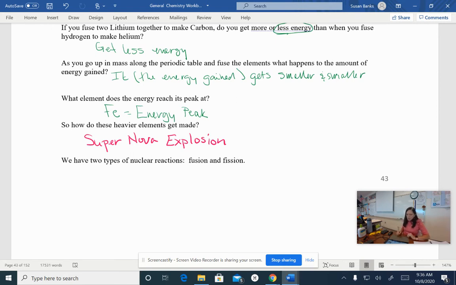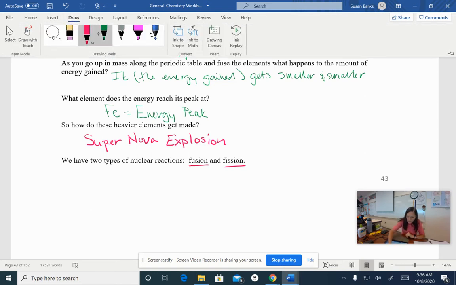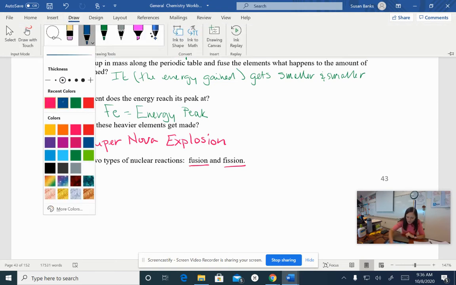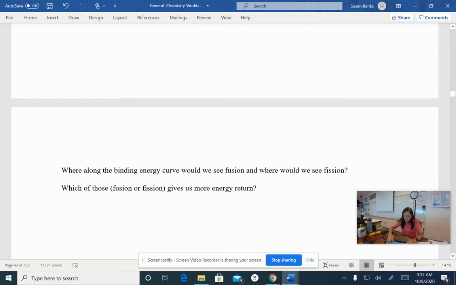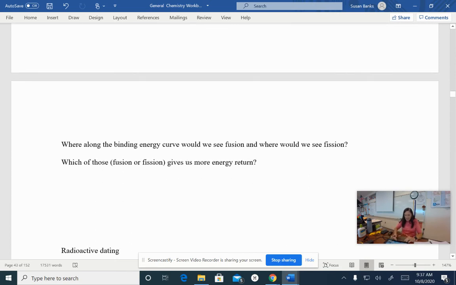Okay? So I hope you realize that we have two types of reactions here. The reactions in stars are called fusion reactions, but we also have fission reactions where things are broken apart. Okay? So let's talk about half-lives now. And let's talk about fission a little bit. Fission is where we are looking at things breaking apart.